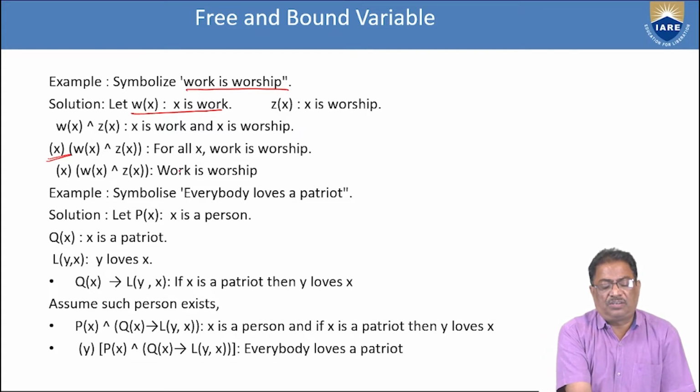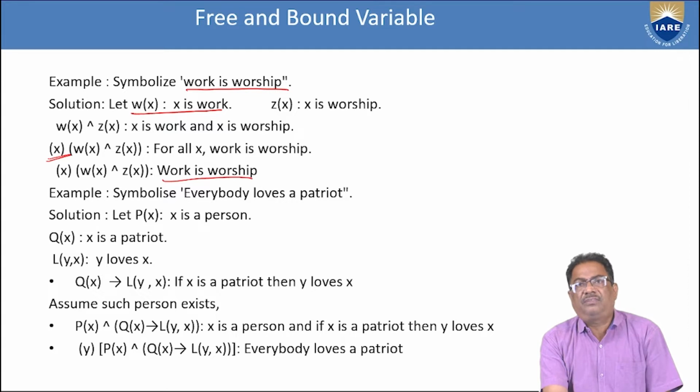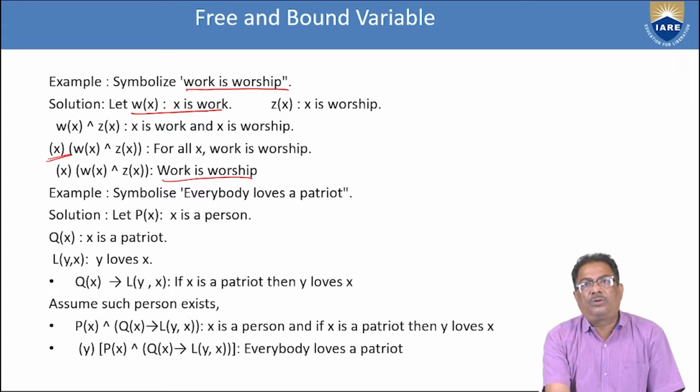So the generalization of this is work is worship. First we take a predicate function W of x and another predicate function Z of x, and we combine them. So we get for every x, W of x and Z of x, which is for all x, x is work and x is worship. This is true for all values of x. So the generalization of this is work is worship.